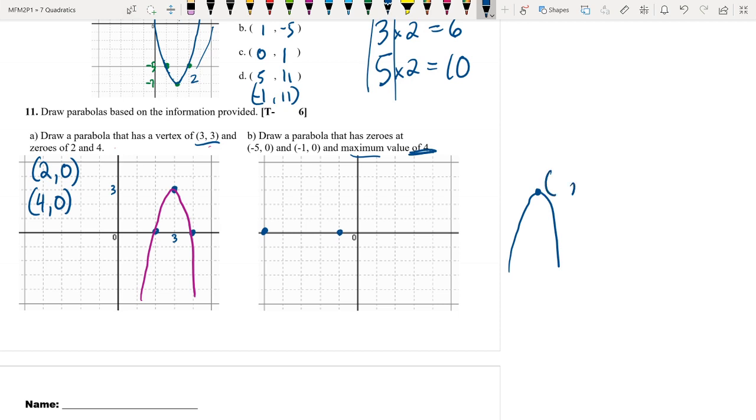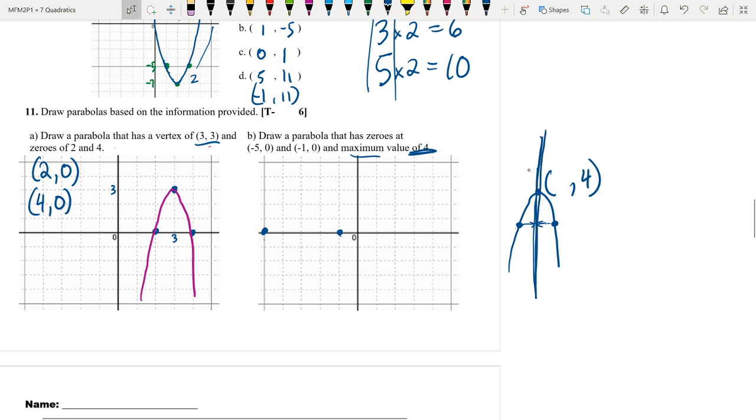So here we know that the y value has to be 4. How can we find the x value? Well, very important to note, we do have two symmetrical points that are on the x-axis. And what we mean by they're symmetrical is that they are going to be an equal distance away from the axis of symmetry, which cuts through here, right?